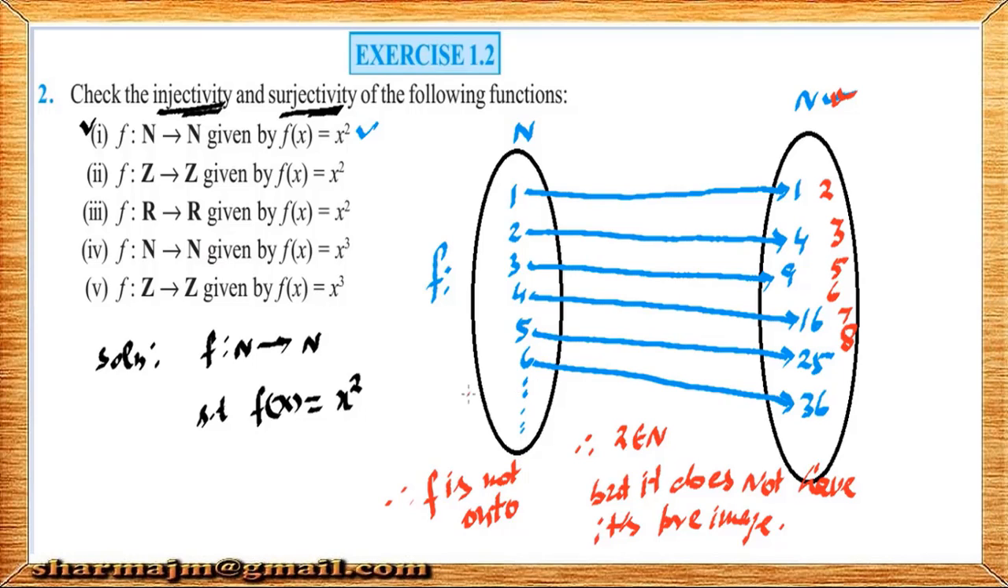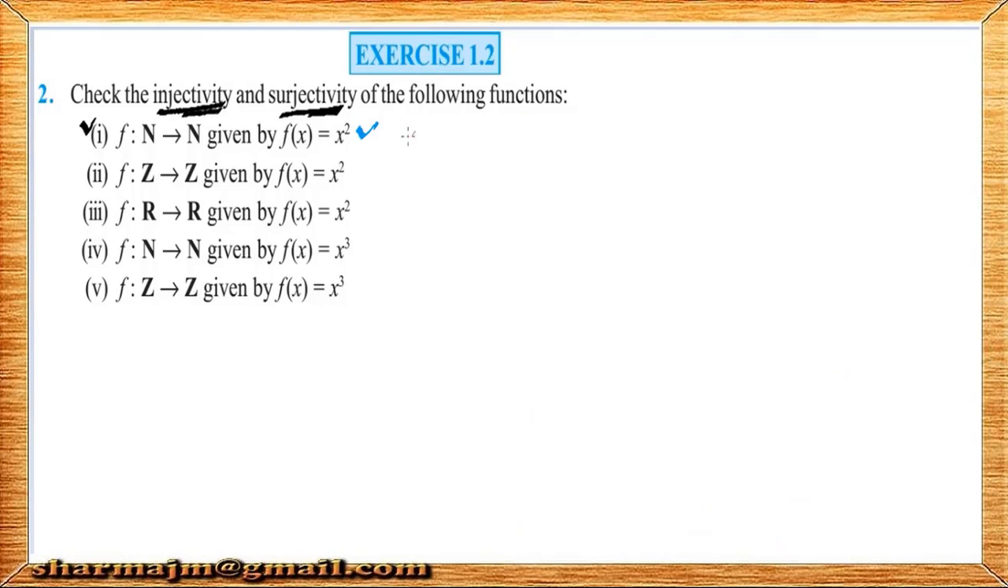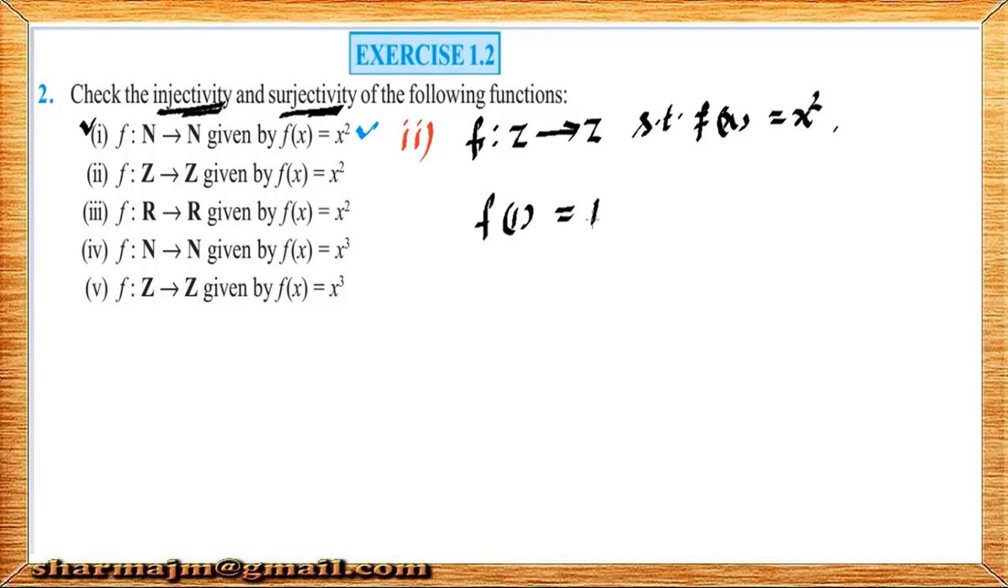Let us do the second part. Now second part, f is a function from the set of integers to the set of integers such that f of x is equal to x square. Now here f of 1 is 1, f of minus 1 is also 1.